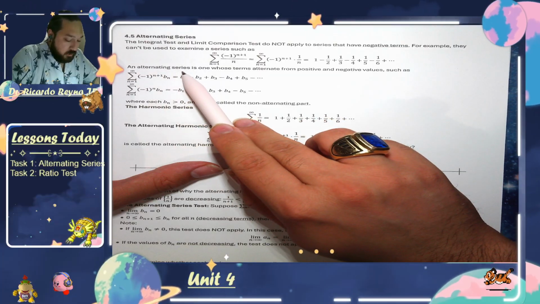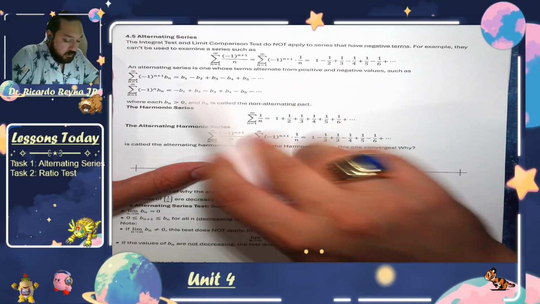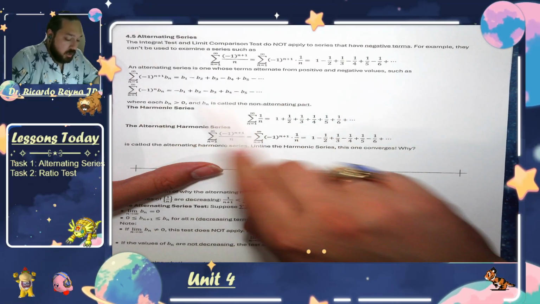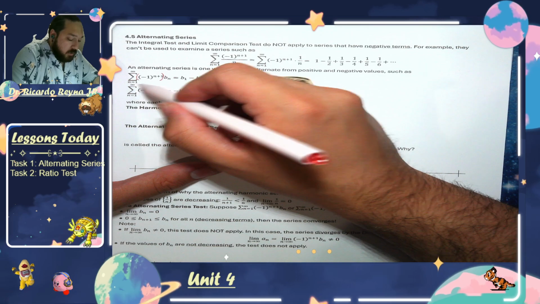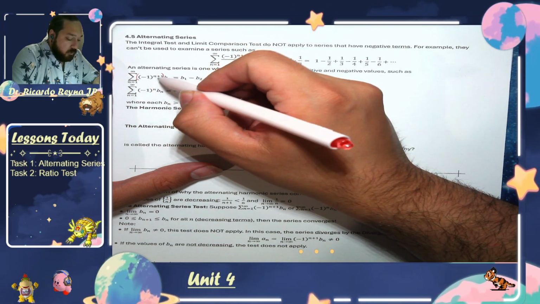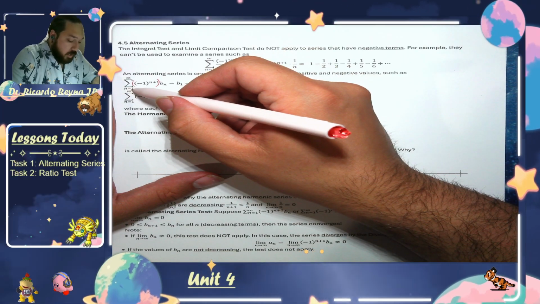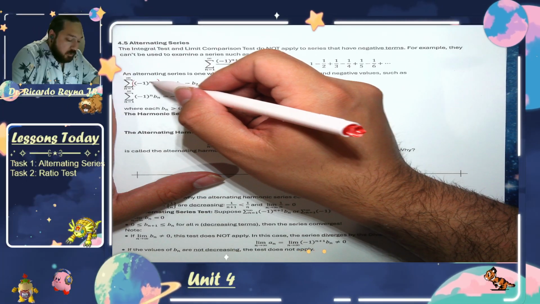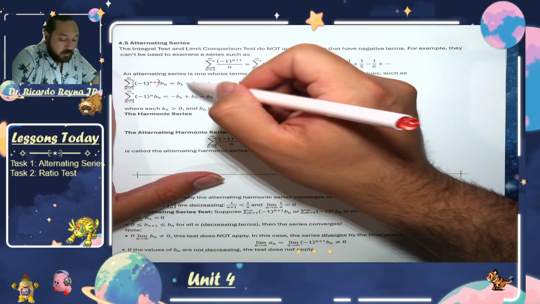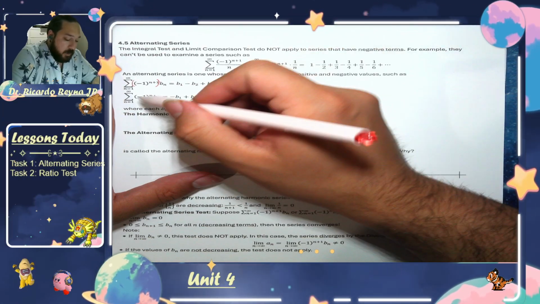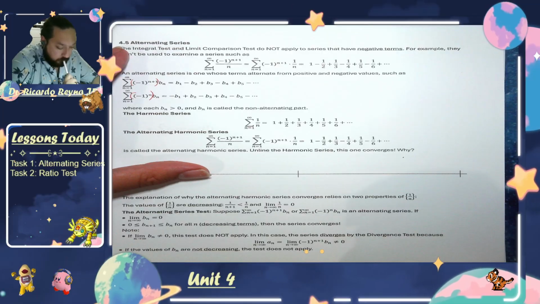An alternating series is one whose terms alternate between positive and negative values, such as written here and here. Take note of this term. When n is 1, this negative 1 is to the power of 2, making the first term positive. When n is 2, it's 2 plus 1, 3, so negative 1 comes out as negative 1, which makes the second term negative, and so on. Here we see a similar pattern, but instead it's to the power of n.